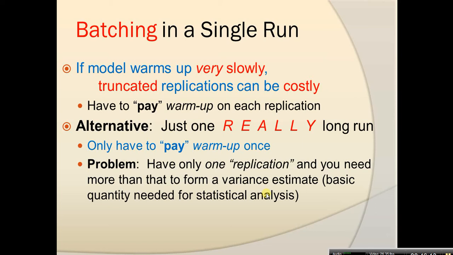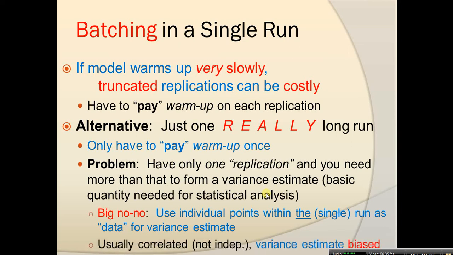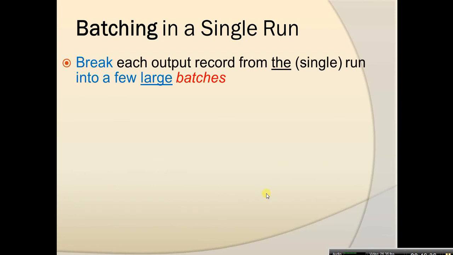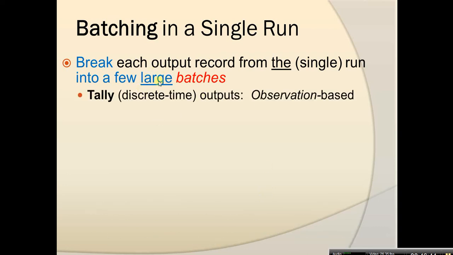Then we need to split up the single run into separate pieces. A big no-no is to use individual points within a single run as the data for the variance estimate. Usually they're correlated, and the variance estimate is then biased, because you get correlated, not independent, measurements. So we can break each output record from the single run into a few large batches. The key point here is large, so that we don't just look at single values, and the data in one batch is not so closely dependent on the data in other batches.